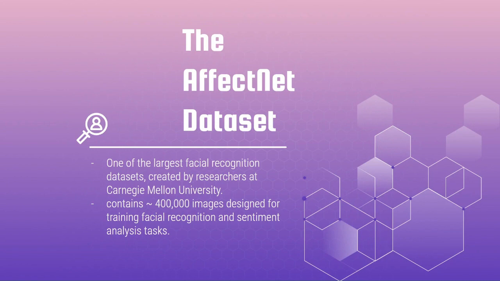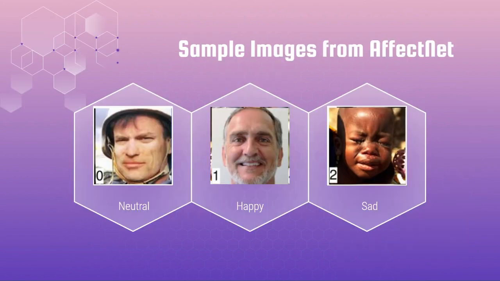It's one of the largest facial recognition datasets, created by researchers at Carnegie Mellon University, also with the University of Pittsburgh, and it contains over 400,000 images designed for training facial recognition as well as sentiment analysis tasks. So here's some example images from the AffectNet dataset. We can see each of these images and their associated label.